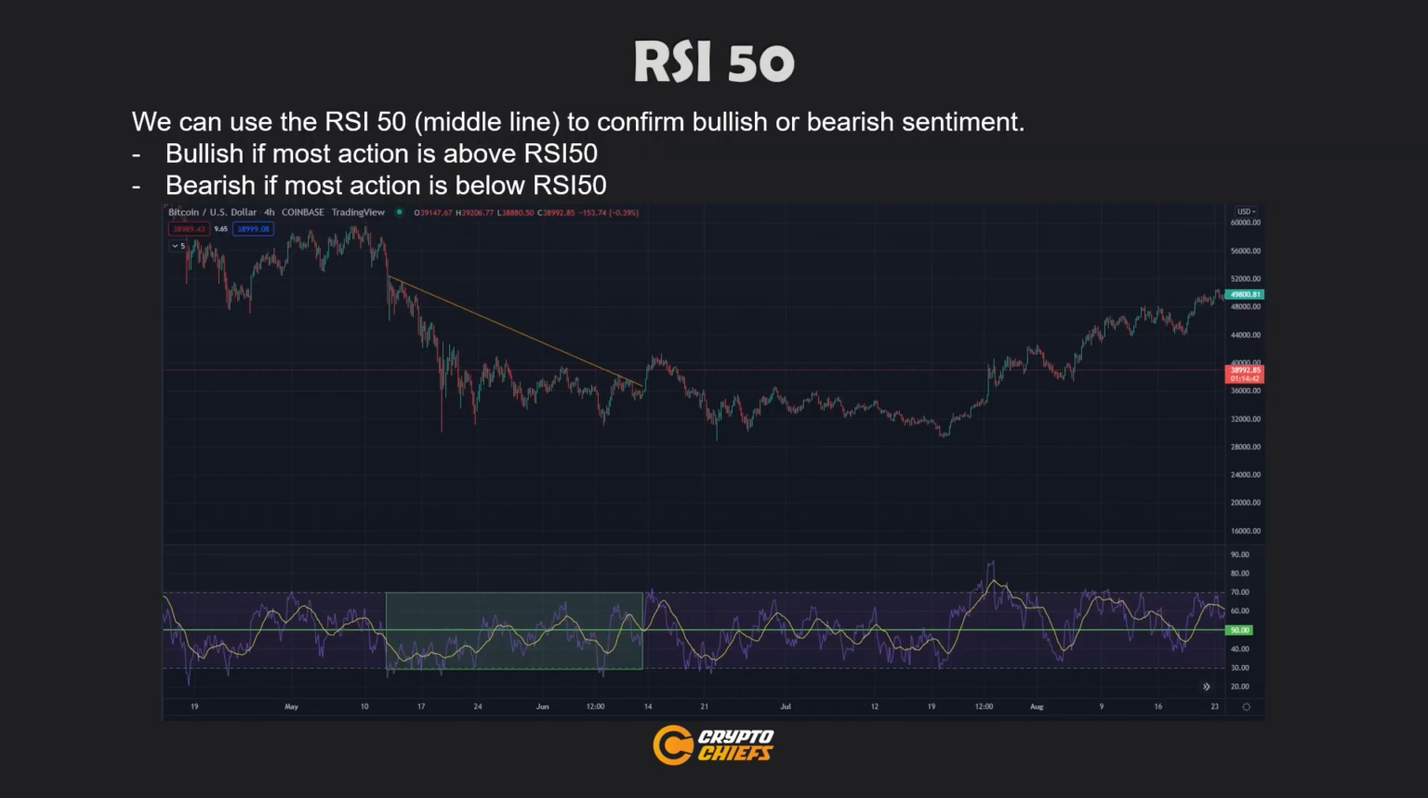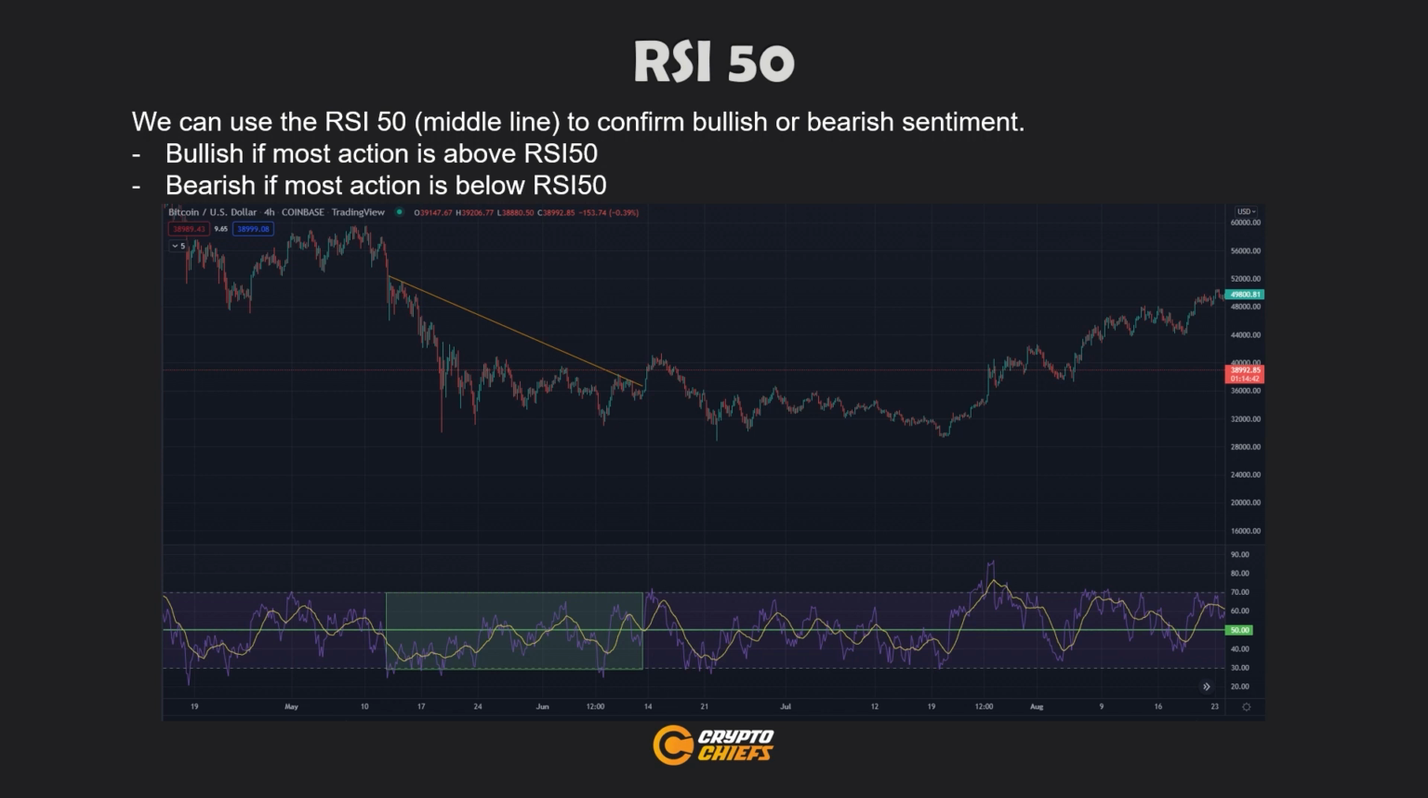As well as the overbought and oversold areas, RSI 50, which is a midpoint, is also something to take notice of. This can give us a good indication of the overall sentiment of the market. If most of the RSI action is above the RSI 50, that's considered bullish, and if most of it is below the RSI 50, it's considered bearish.